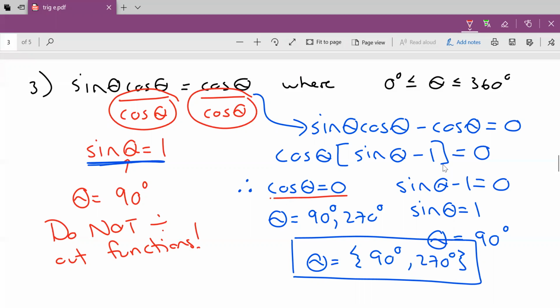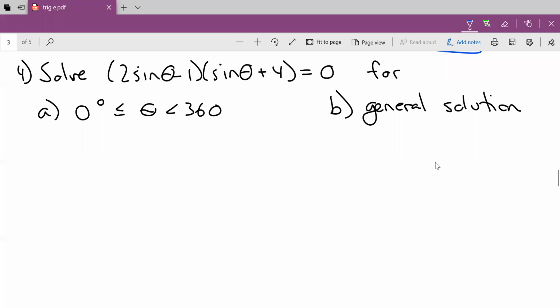All right, one more to go, and you are set. All right, last question of the day. Solve this guy for part A from 0 to 360 degrees, and part B, something new for us known as the general solution. Well, let's do A first. First thing I want to notice is that this thing's in factored form. So I'm already happy. It's already factored. So I can start solving right off the bat.